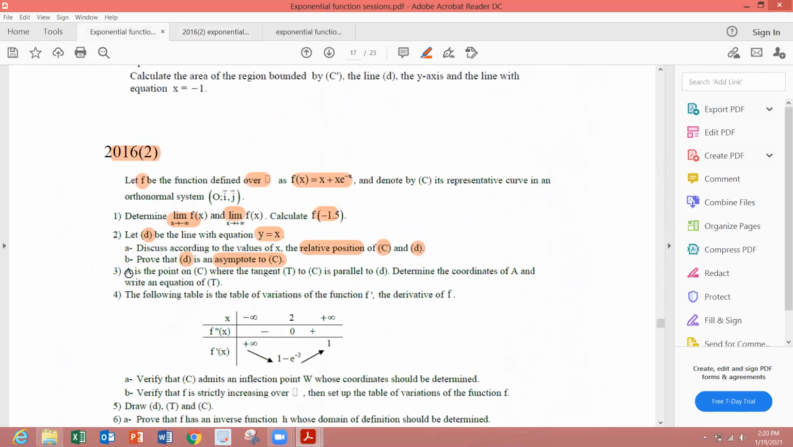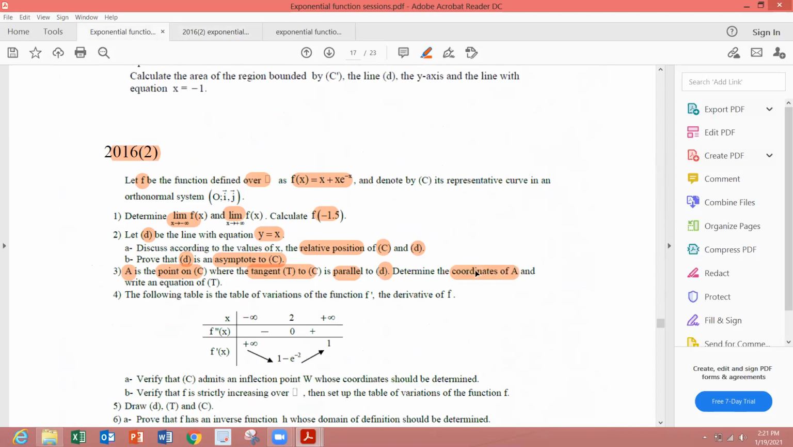Part 3. A is a point on C. The tangent T to C is parallel to D. Determine the coordinates of A and write the equation of T. We need to find the coordinates of A.